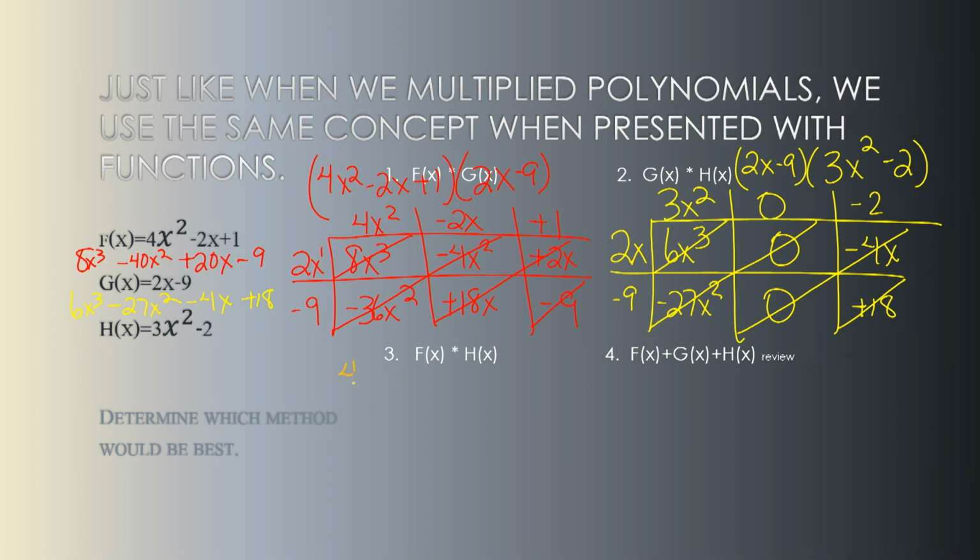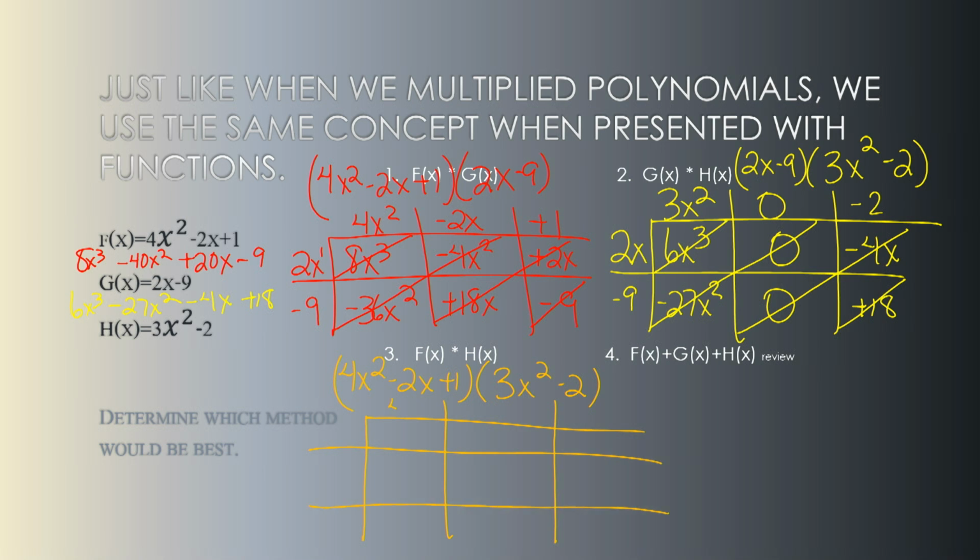I'm going to use this one. F of x, so I have 4x squared minus 2x plus 1 times my h of x, which is 3x squared minus 2. Again, I'm going to use the box method. Let me build it here. So I'm going to have 3 on top, but now what do I notice on the side? I'm going to have 3 on the side. So I've got 4x squared minus 2x plus 1, 3x squared, 0 for my 1 degree, minus 2. Still multiplying that top to side.